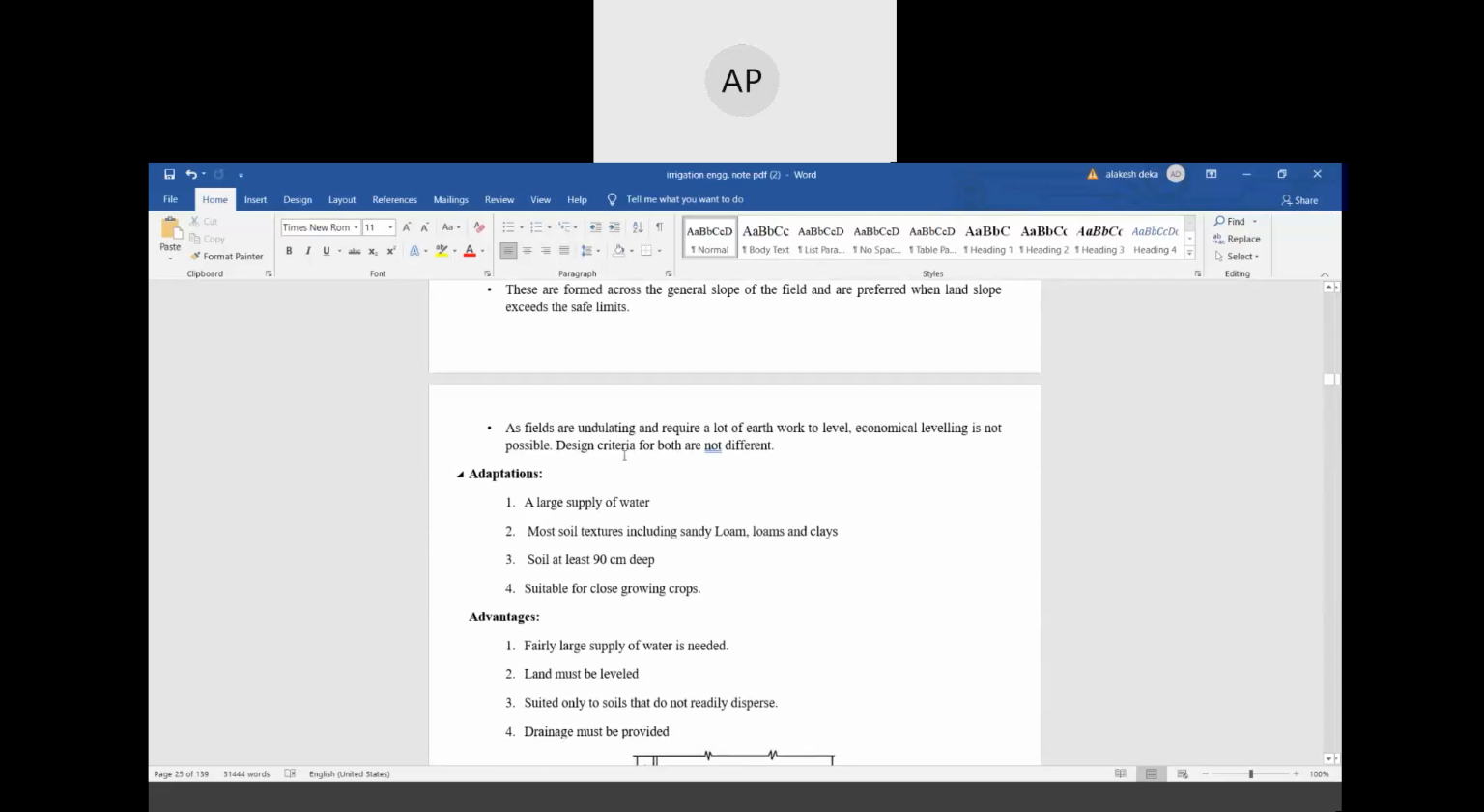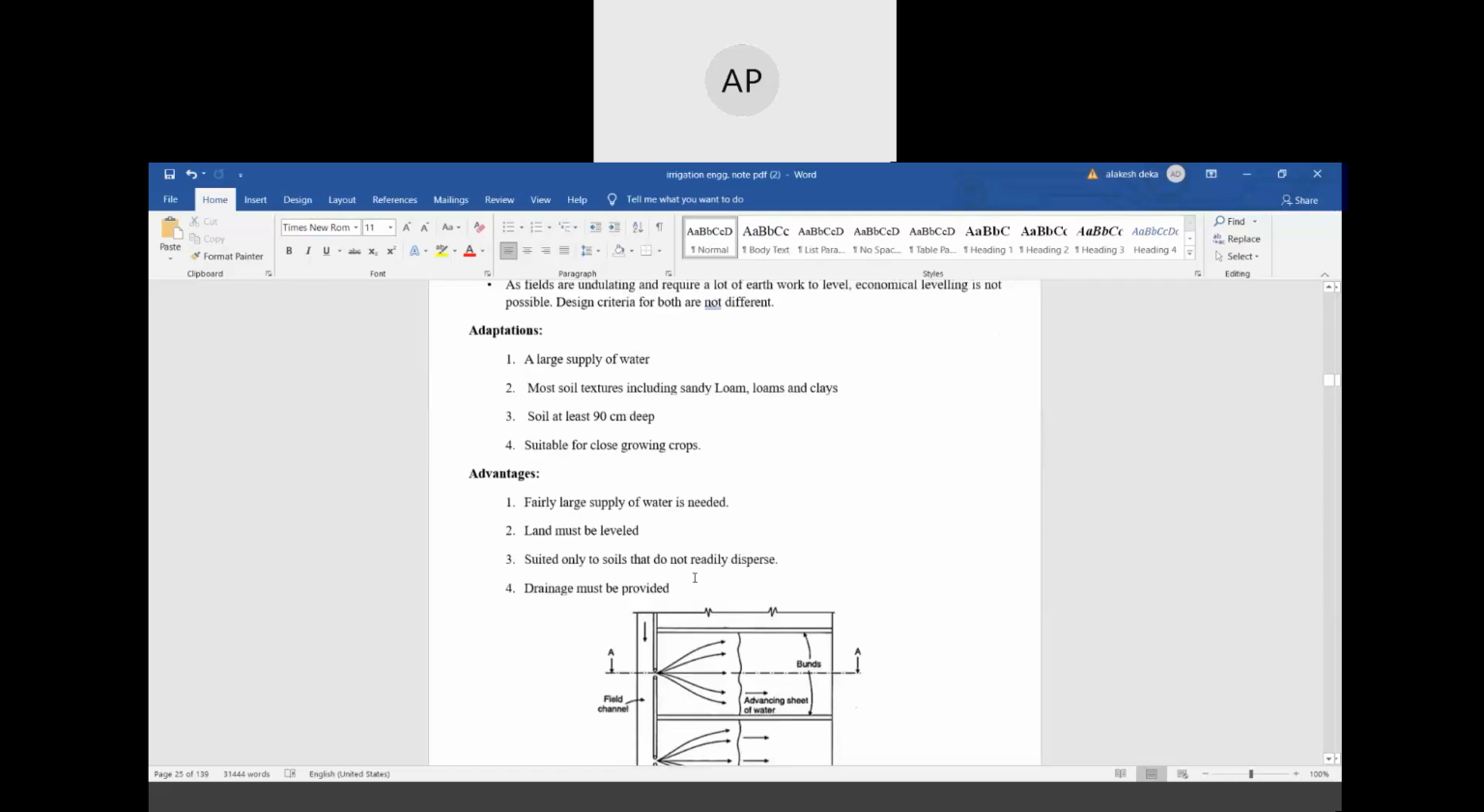Next, contour border irrigation is adopted where fields are undulating and require a lot of earthwork to level. Economically, leveling is not possible. Design criteria for both are not different. It is adopted where a large supply of water is available, on most soil textures including sandy loams and clays, soil at least 90 centimeter deep, suitable for close growing crops.